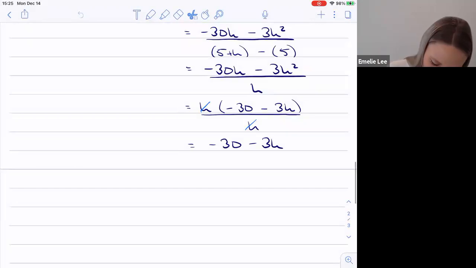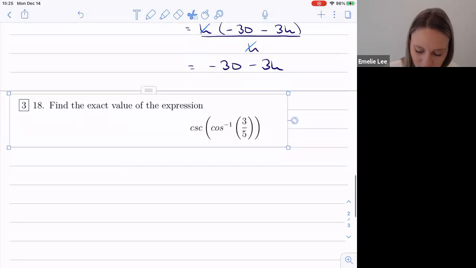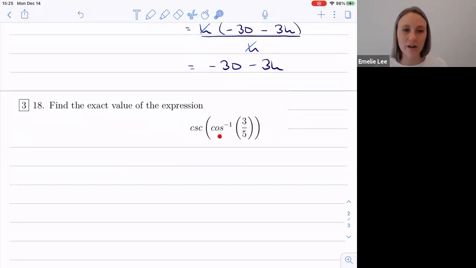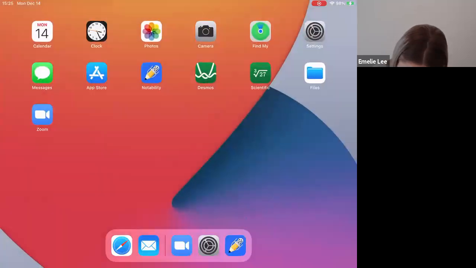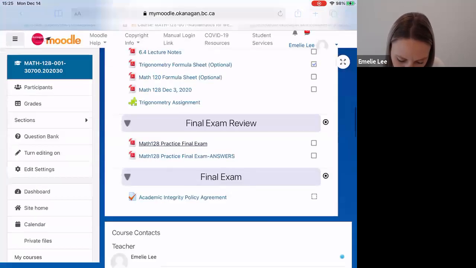Perfect. Because we didn't actually get to spend that much time on trig, so trig is kind of the reason I wanted to do this review session, because we didn't really get a chance to review a lot of it. So one thing I will point out is you'll find the formula sheet that I posted on, I can't remember if I called it a formula sheet.